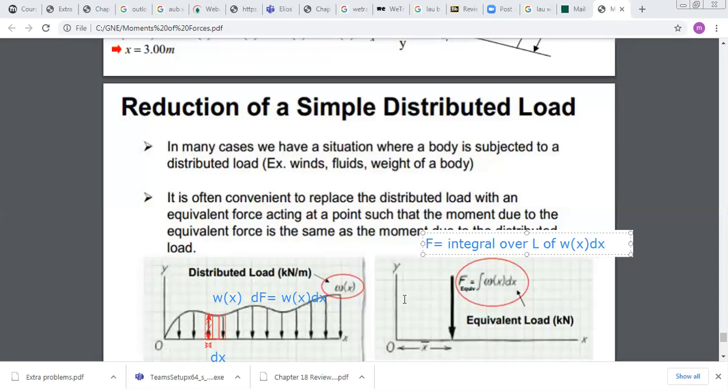we can say that to find the total force, we should do the integral of omega x dx. Now, if omega is constant, like this, it will become much simpler. Why? Because if omega is constant, then the total load is omega times L, which is equal to the area of the rectangle. But if we have a variable function, we should do the integration. Okay?